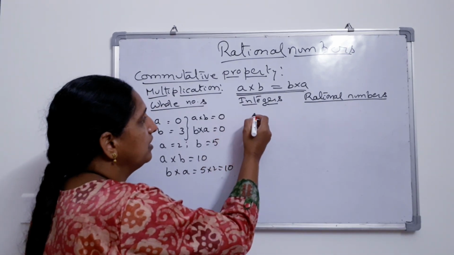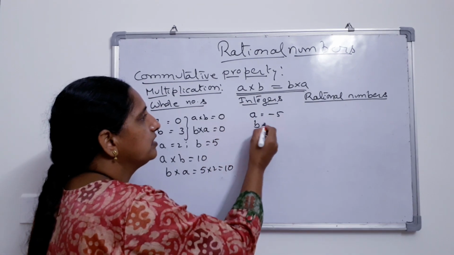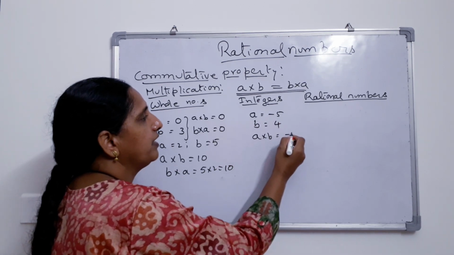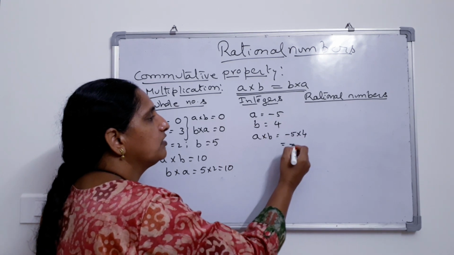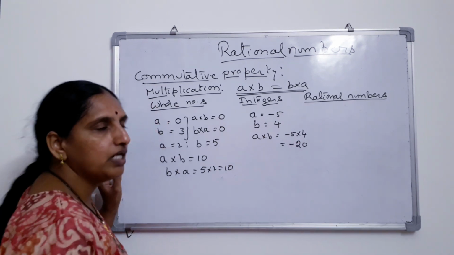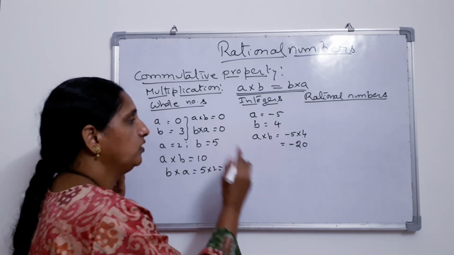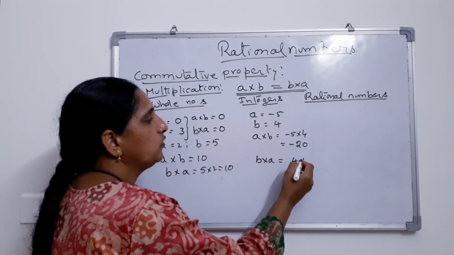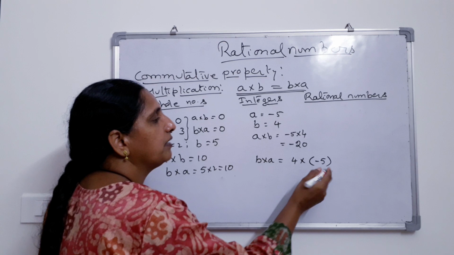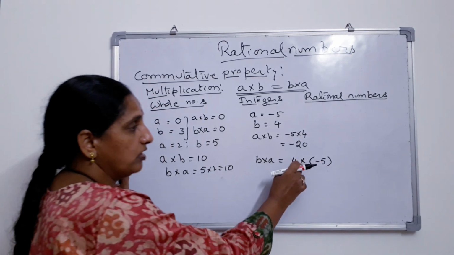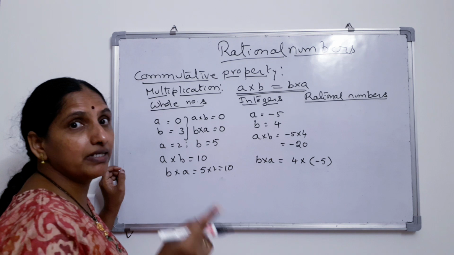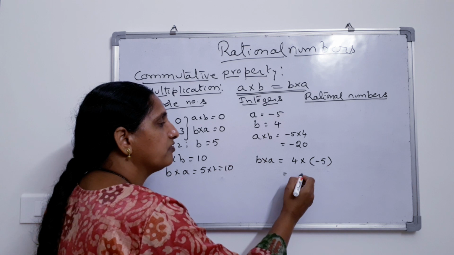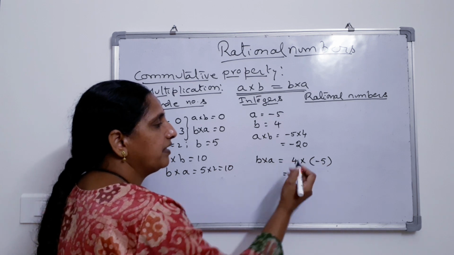Now integers. Let a is equal to minus 5, b is equal to something like 4. Now let us do a into b. Minus 5 into 4 is equal to minus 20. 5 4s are 20, and here is a negative number, therefore the answer is negative. Now the next one is b into a. 4 into a, which is minus 5. Why am I putting it in brackets? Because into and minus 5 should not come side by side, so you have to keep this number inside the brackets. So 4 5s are 20, plus into minus is minus, so minus 20.